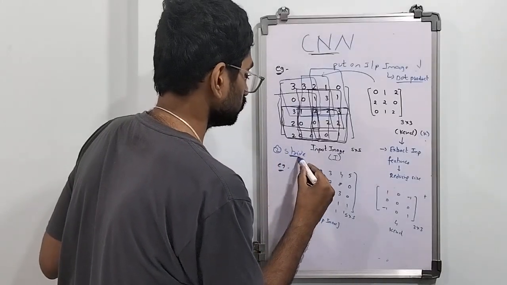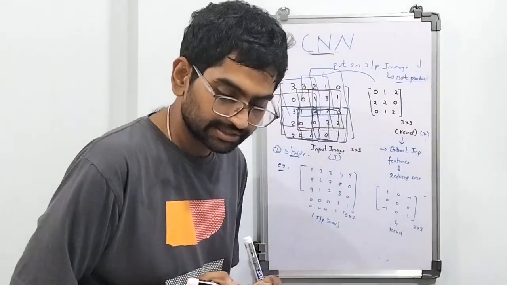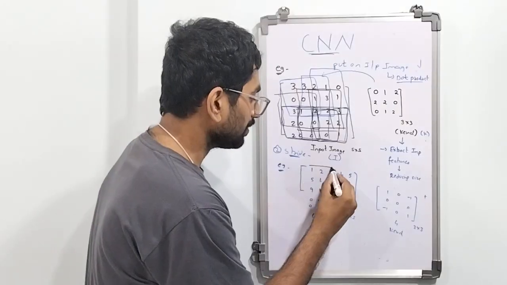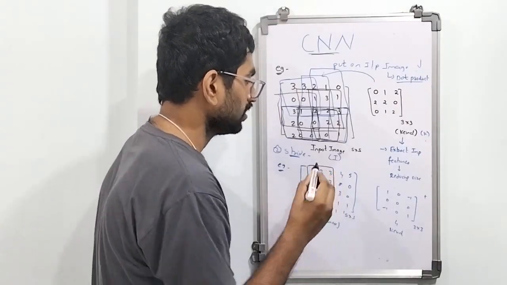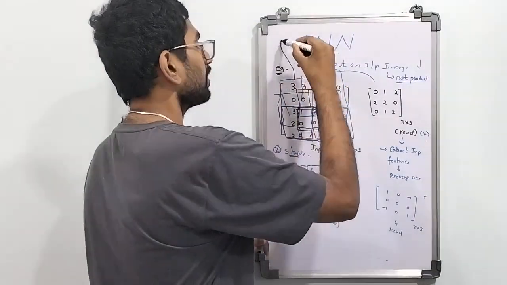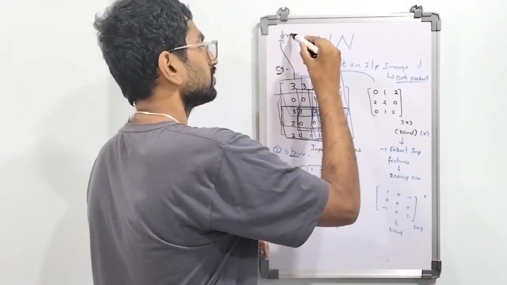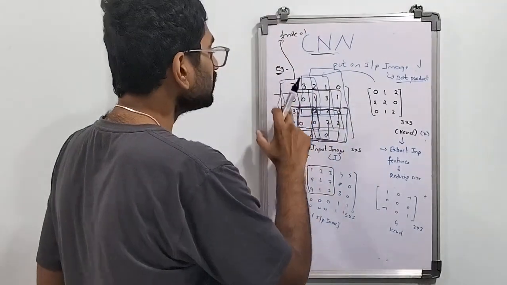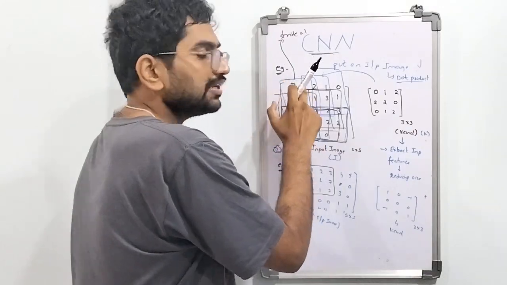So what does stride do? Here this particular 3 cross 3 kernel will go here and it will multiply here. Correct. By default, in the above case we kept the stride value as 1. What is the meaning of stride equal to 1? It means after this particular matrix is over, it will go to the next matrix.